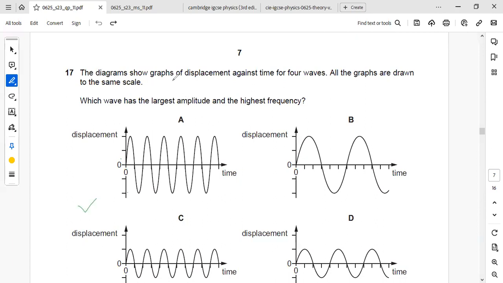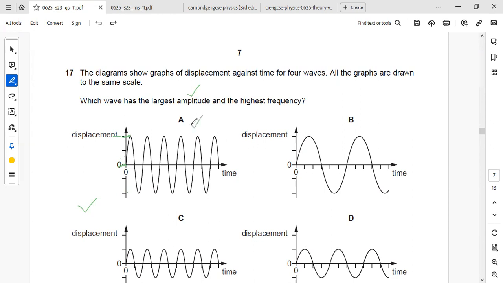Next, the diagrams show graphs of displacement against time for 4 waves. All the graphs are drawn to the same scale. Which has the largest amplitude and highest frequency? First we'll talk about amplitude. You can see here the distance from this point to the maximum height, this top point, that is the amplitude. For this, it is shown 2 blocks, right? For this one it is 1, this one it is 1, this one it is 2.